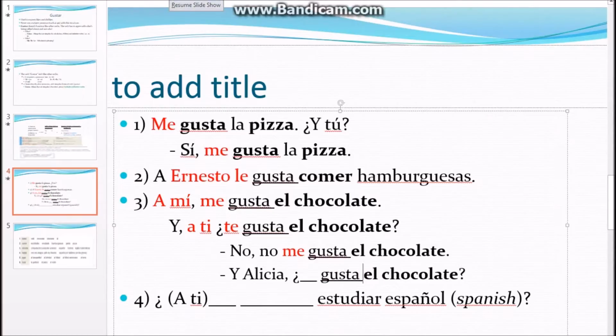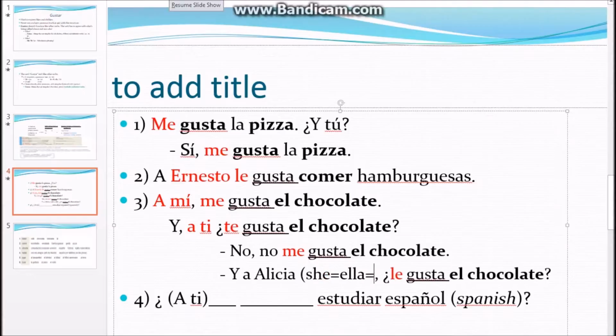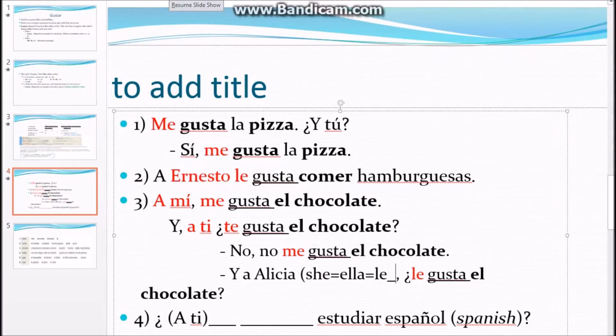So is chocolate pleasing to whom? Is it a mí, a ti, or in this case, Alicia? It's about her. So remember, before names and proper nouns, we need to use this a. So y a Alicia, we need a pronoun that agrees with her. Is it me, te, or le? It has to be le, and this is why. So if we talk about Alicia, this is she. She is ella. Ella agrees with what? Le. So this is how we get that.